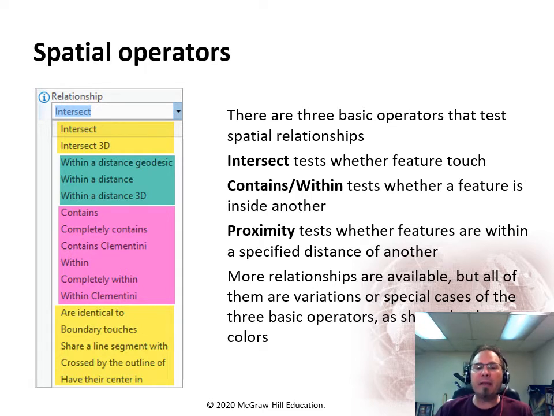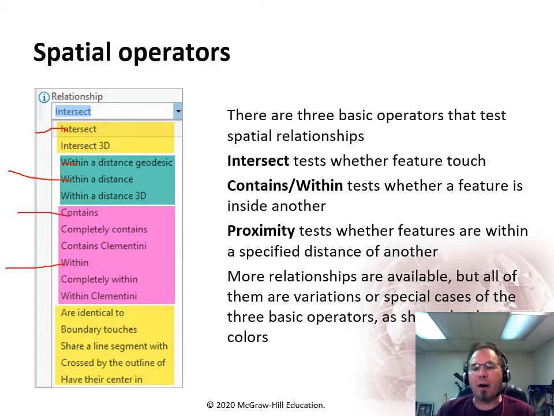And then proximity tests whether features are within a specified distance. So this is essentially a buffer. Give me all of the counties, or give me all the cities within 50 miles of a volcano. That's a buffer, right? It's a distance-based proximity question. Now, if you look at some of these, there's a lot of these in here. The only ones that we're really going to deal with are the intersect, within a distance of, contains, and within.